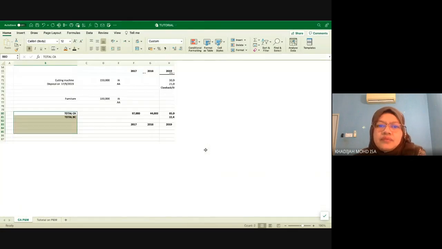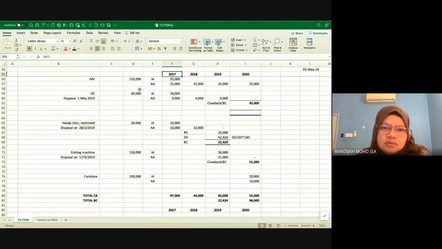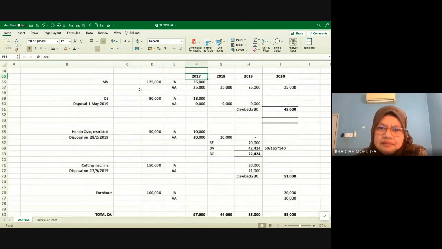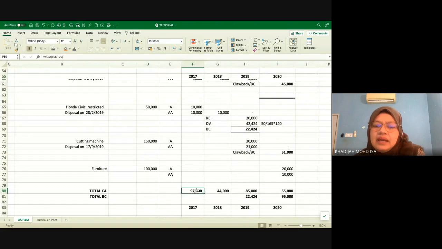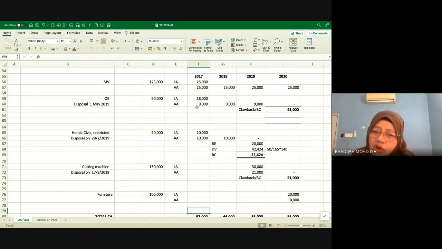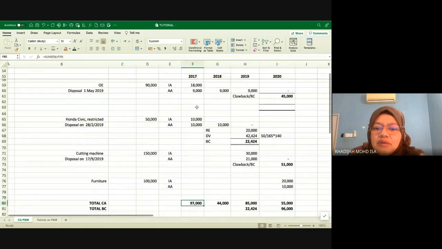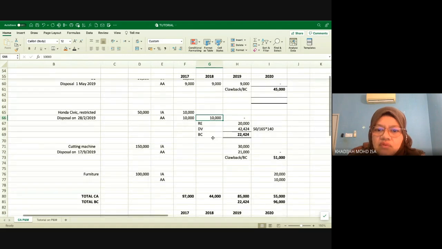Okay, so if you look here, for 2017, can you see that? For 2017, you have a total CA of 97. How you get that is all in this column. That's why I like you to do your computation in this form so that you get the total CA for the year at the bottom. Total up all your columns for 2017. Similarly, for 2018, you have 44,000, which comes from 25 plus 9 plus 10. 25 plus 9, 34, 44,000.